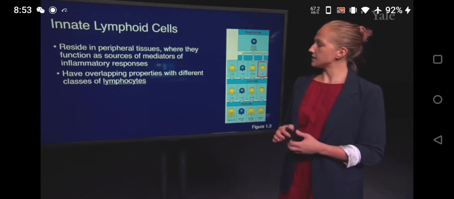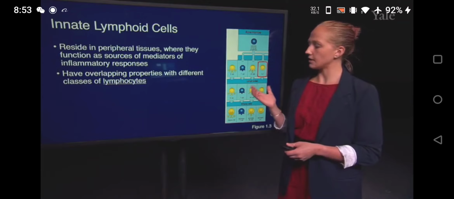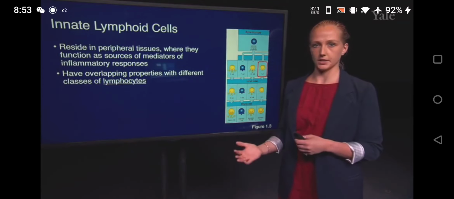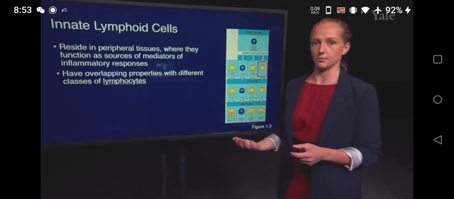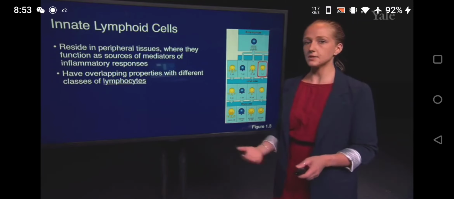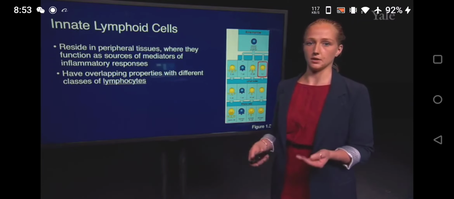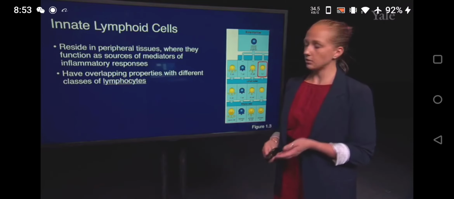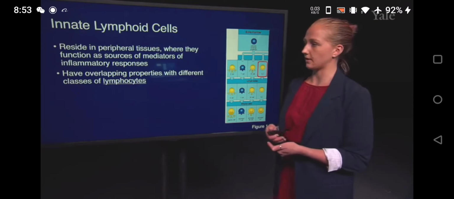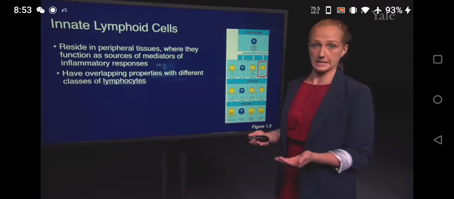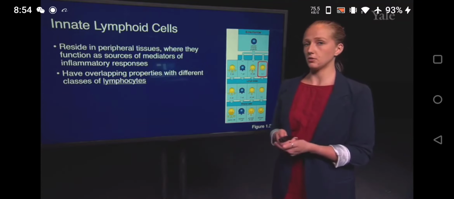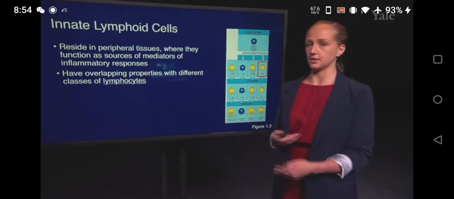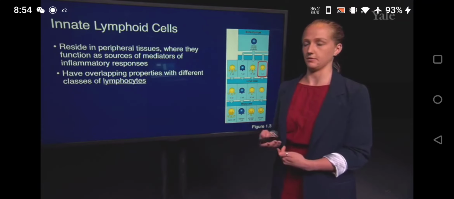So as you can tell, we've gone through NK cells and ILCs and all of our myeloid lineage cells, and these are cells that are components of the innate immune system. Now, before we delve into the specific properties of lymphocytes or T and B cells, I want to go over and review a little bit of the difference between innate and adaptive immunity.